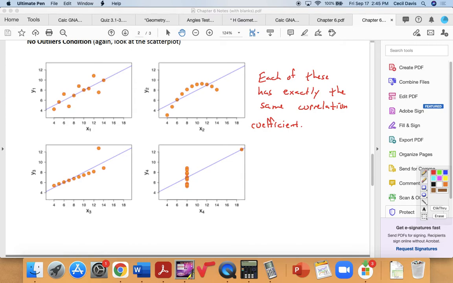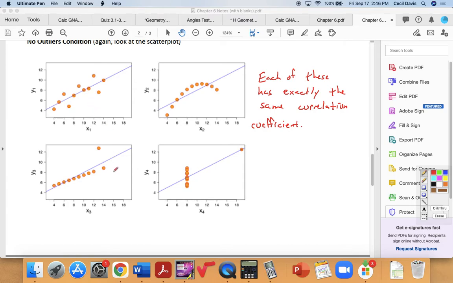Okay? Let me point out a couple of things. This first one, is it a good idea to use the correlation coefficient on that? Absolutely. Okay? It's a great idea to use the correlation coefficient on that. How about this? No. Because you have a very strong curve here. But the correlation coefficient for this set of data is the same as it is for this set of data.